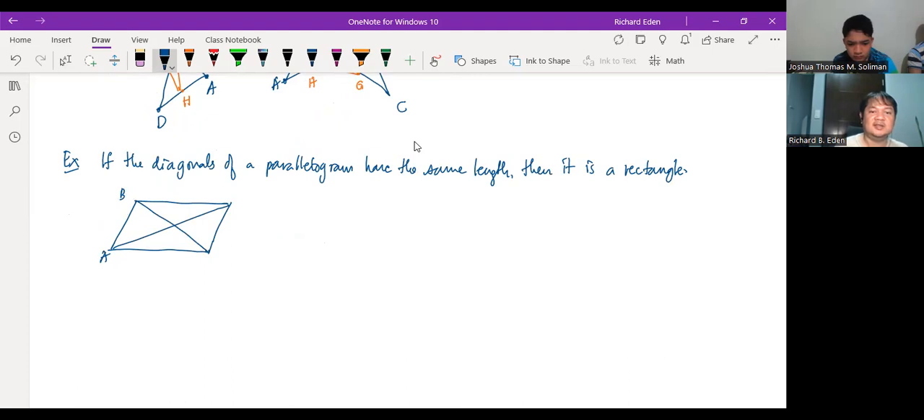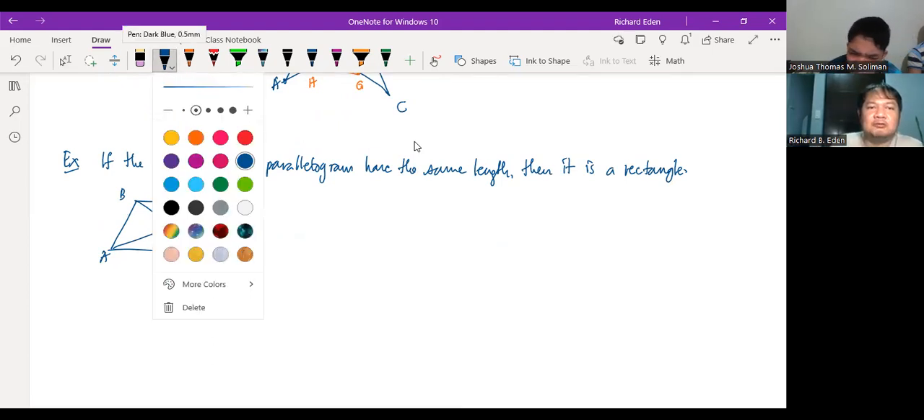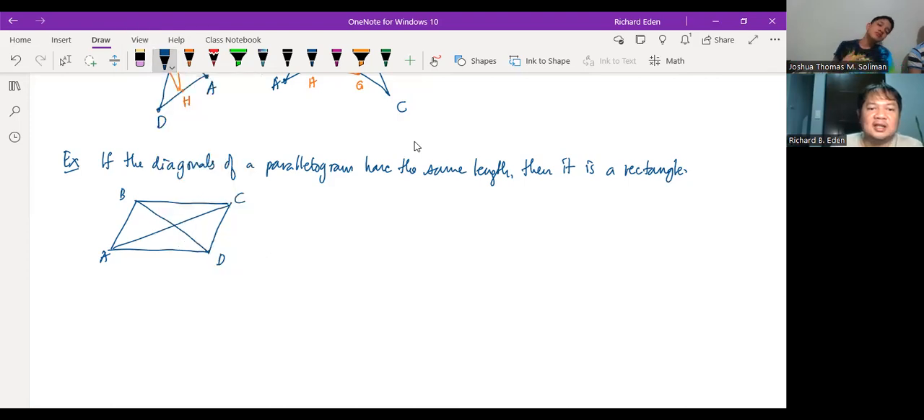A, B, C, D. In this case, we see that AC is longer than BD. Let's use vectors. Well, of course, this can be proved without using vectors, but let's see how we can use vectors. And again, we can decide that A is the origin, okay? Let A be the origin.